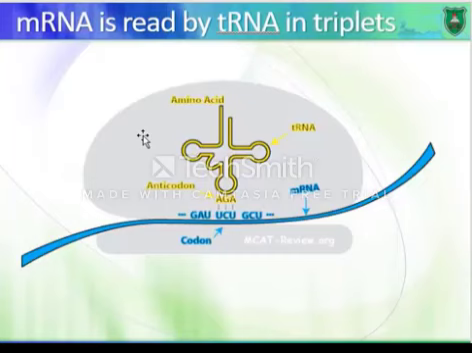Here in this figure, you can see that the mRNA is read by a tRNA in triplets. What we mean by triplets? Cells decode the mRNA by reading their nucleotides in groups of 3. We call it a codon. So for each amino acid we have a codon, and the codon consists of 3 nucleotides from the mRNA.